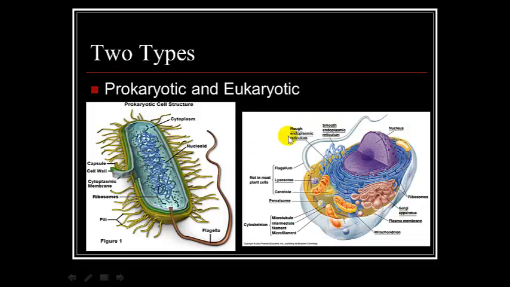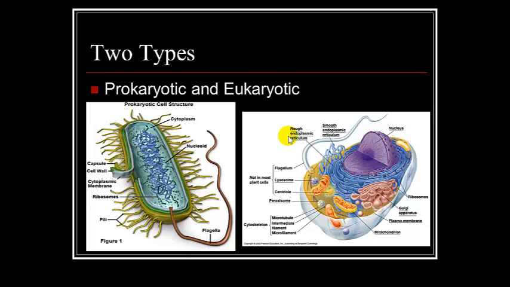All right, there are two main types of cells that we're going to discuss right now. We're going to compare and contrast these two different types of cells. You have on the left side prokaryotic cells, and then on the right side you have a eukaryotic cell. Make sure you get used to saying these words, prokaryotic and eukaryotic.